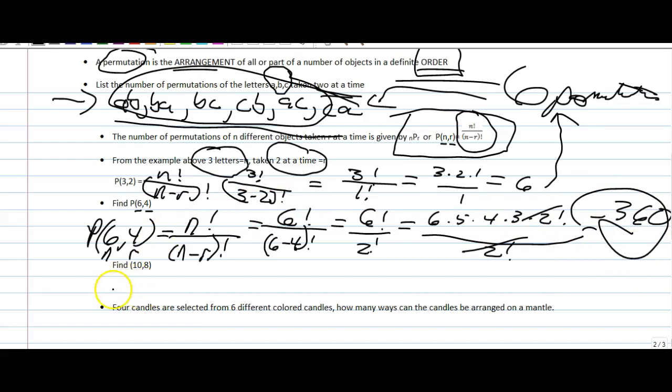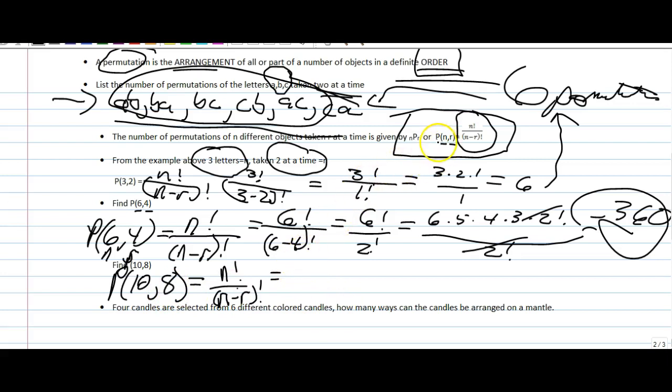So I'm going to pause here and I want you to find the number of permutations of 10 objects taken 8 at a time. So I'm going to give you about 30 seconds to do that. So what I want to know is the number of permutations of 10 objects taken 8 at a time.